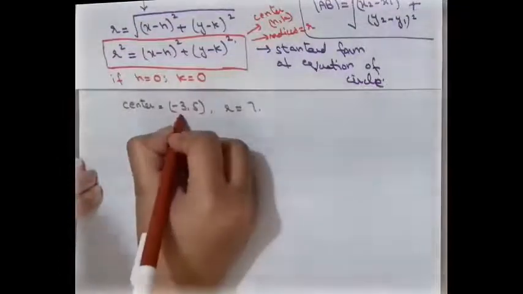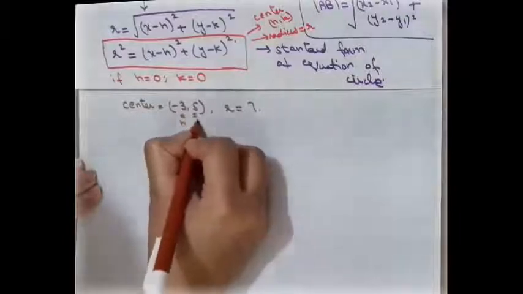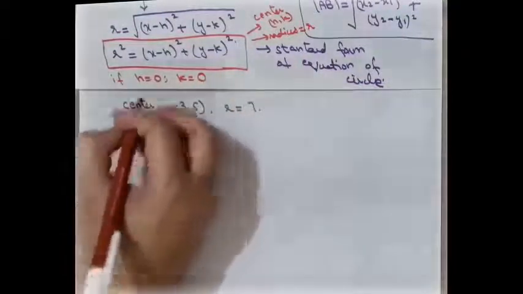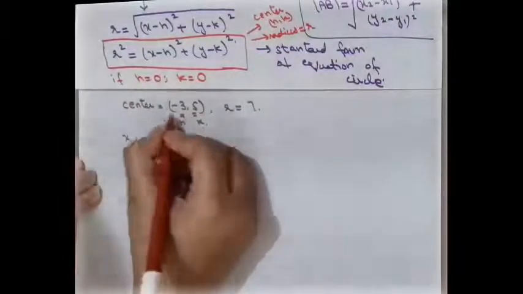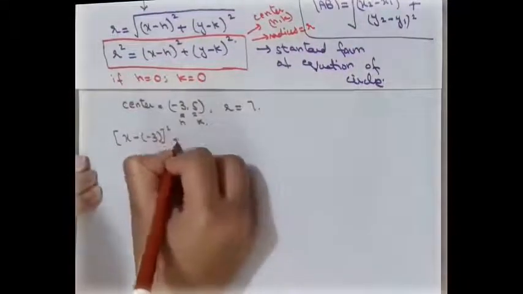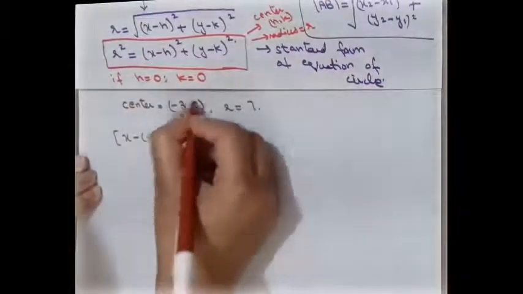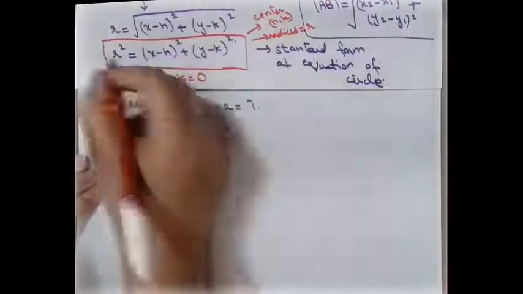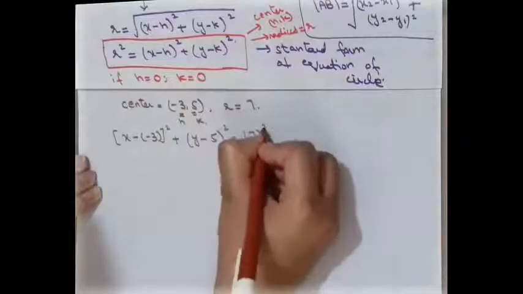So as in this case this is h and this is k, put the values in the standard form of the equation. We have x minus h, which means x minus (-3), taking the square, the sign is plus, and y minus k, where the value of k is 5, taking the square, which is equal to the square of the radius.